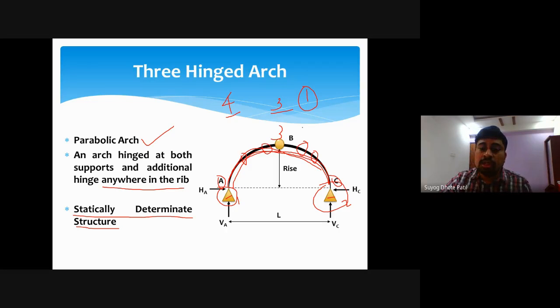Whereas this one degree is neutralized by the internal hinge in the three hinge parabolic arch. That's why in the three hinge parabolic arch the number of unknown forces will be three and the equilibrium equations will be three. So it is nullified with the help of this internal hinge. That's why the three hinge parabolic arch is a statically determinate structure, whereas the two hinge parabolic arch is a statically indeterminate structure. So that is the basic difference between the two.